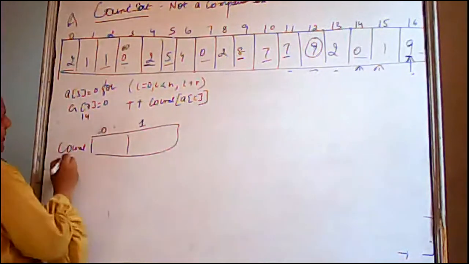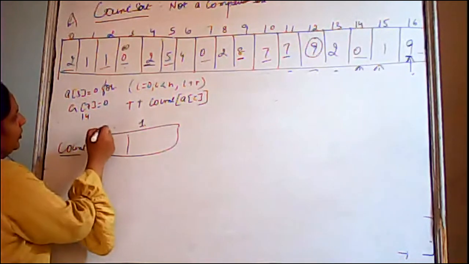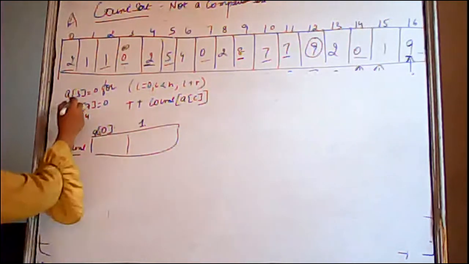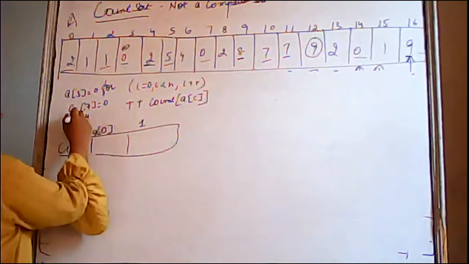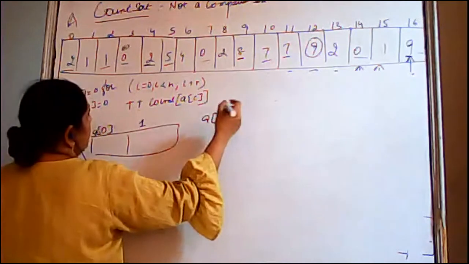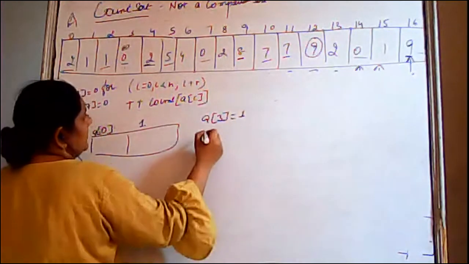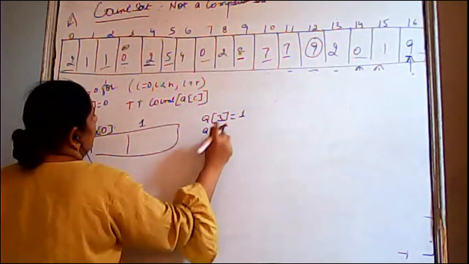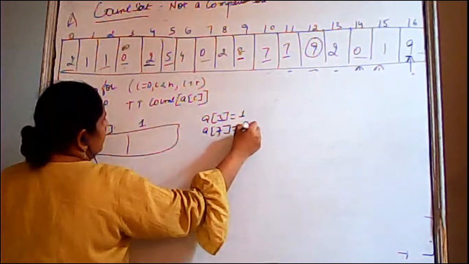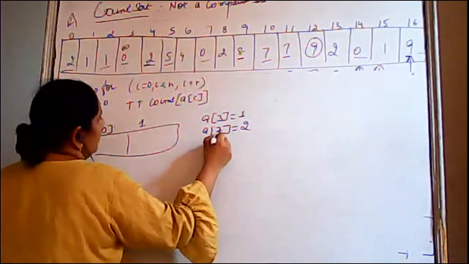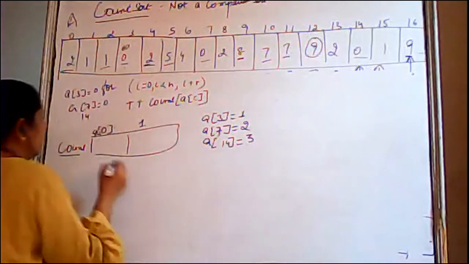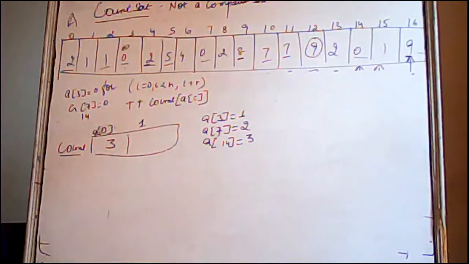So this is count, and count of A of 0. Where is A of 0 occurring? It is occurring at 3, so the count will become 1, then it will become 2. A of 3, here 0 is occurring once, so this count has become 1. A of 7, 0 has occurred a second time, so you will write 7, 2. Then at A of 14, 0 has occurred a third time, so the total count is 3. This is how it is done.